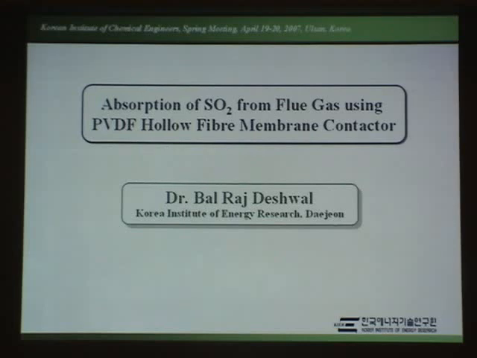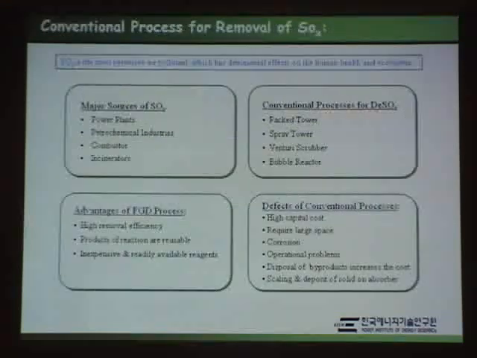Friends, as you know, sulfur dioxide is the most progressive air pollutant, and it has a hazardous effect on ecosystem and human health. It is the main culprit which causes acid rain, which damages the vegetation, buildings, metal structures, monuments. So due to stringent regulations in the past years, it has become mandatory. It is the burgeoning need of the time to remove SO2 from the flue gas and other industrial gas streams.